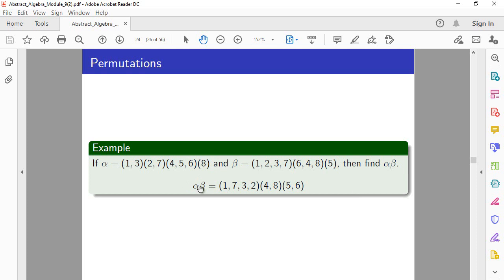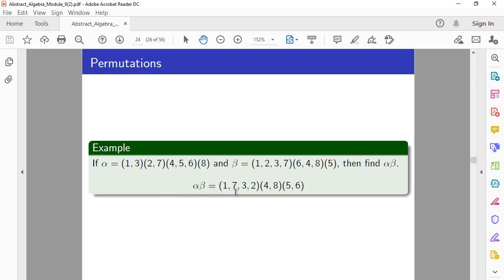So what is alpha times beta? Let me check. I'm going to start with 1, and I'm going to apply beta to 1. Notice that this one and this one do not change 1. So this is a cycle that changes 1. So 1 goes to 2, and then here 2 is fixed. 2 goes to 7. And 7 is fixed here, so 2 goes to 7. So if I start with 1, 1 goes to 2, 2 goes to 7, so 1 goes to 7.